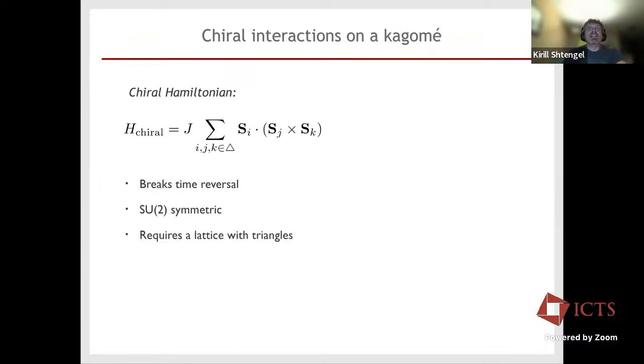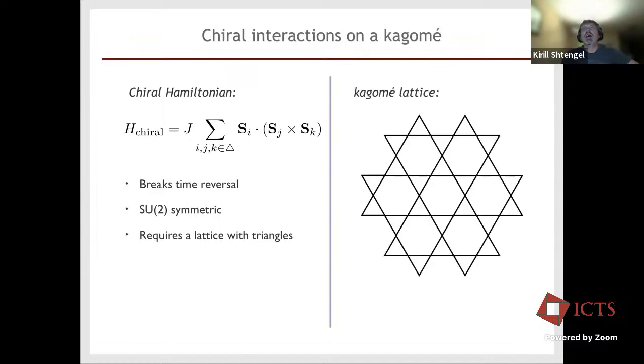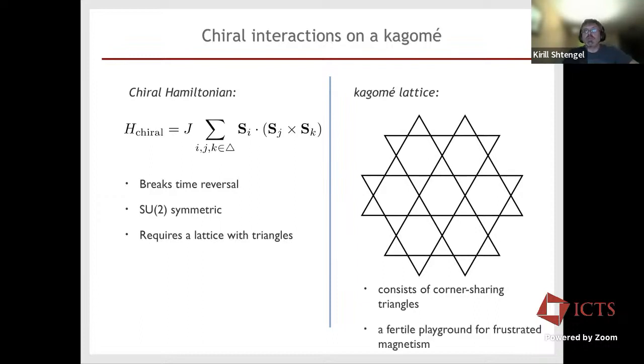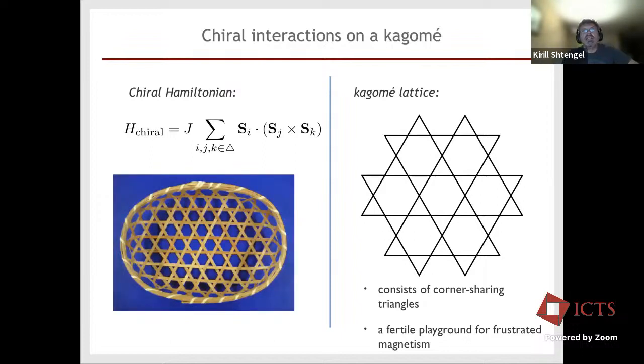It requires, or at least it naturally may come about in a lattice that has triangles. Well, you don't have to have triangles per se, but you need to define triples of spins. And if you have triangles, that's natural. And a Kagome lattice is precisely the lattice with lots and lots of triangles. And these triangles are corner sharing, which is an important feature of the Kagome lattice. As I said, its defining feature is that it consists of corner sharing triangles. And of course, you by now know very well that it's a fertile playground for various frustrated phenomena. And on the off chance you haven't seen it, that's the actual Kagome, which is a Japanese basket weaving pattern. And that's where the name came from.